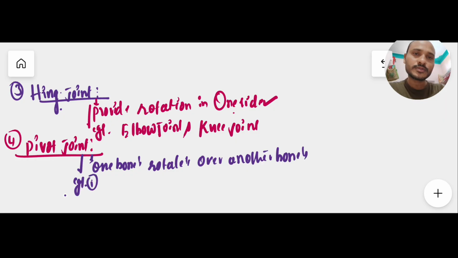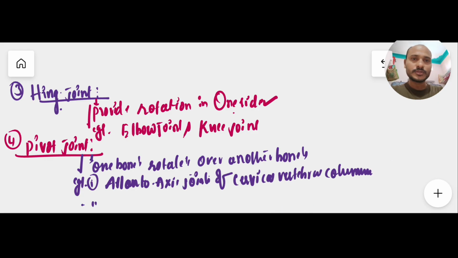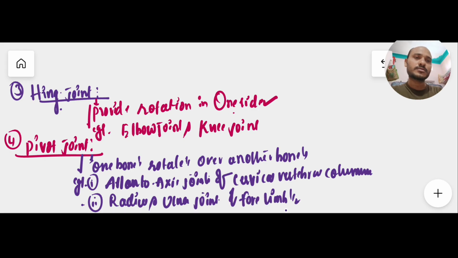Example: first, between the atlantoaxial joints of vertebral column bones. So the first and second cervical vertebral column bones. Between the first and second cervical vertebrae we have seen a pivot joint. One more example for pivot joint is present between the radius and ulna of the forearm. So these are two different examples for the pivot joint.